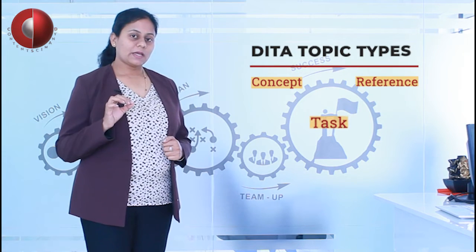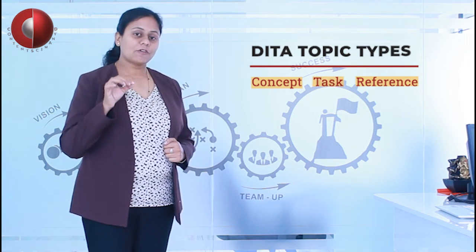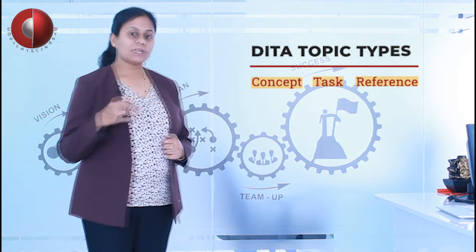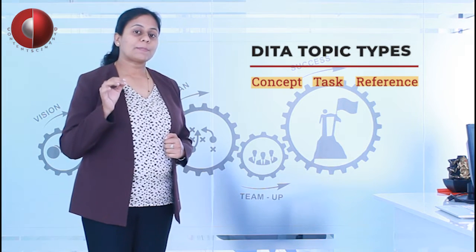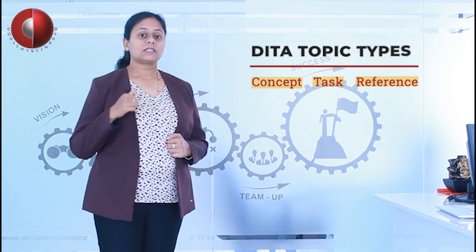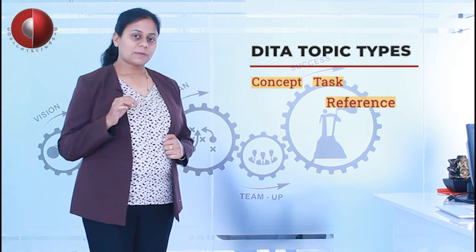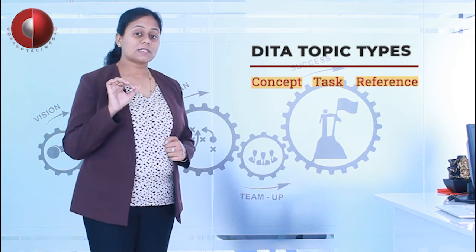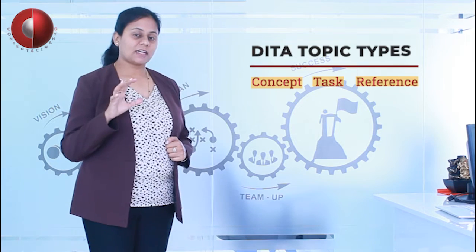A task topic helps the user to do something. It provides information in a step-by-step instruction format. Typically, it is numbered into steps of instructions. The third topic type is reference. It provides description to the user, but it does not explain anything. It only talks about the facts.